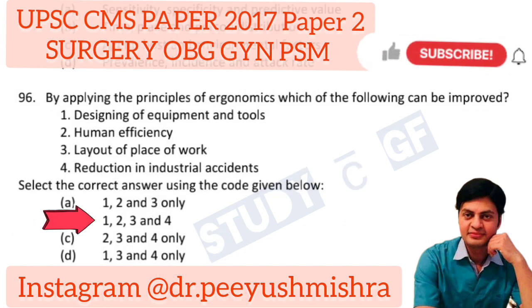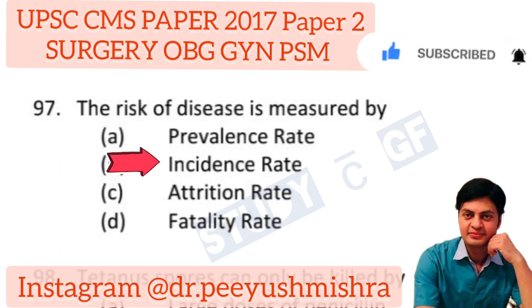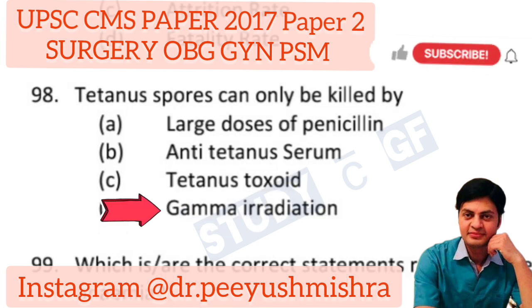By applying the principles of ergonomics, which of the following can be improved? Designing of equipment and tools, human efficiency, layout of place and work, reduction in the industrial accidents. The risk of disease is measured by incidence rate. Tetanus spores can only be killed by gamma irradiation.